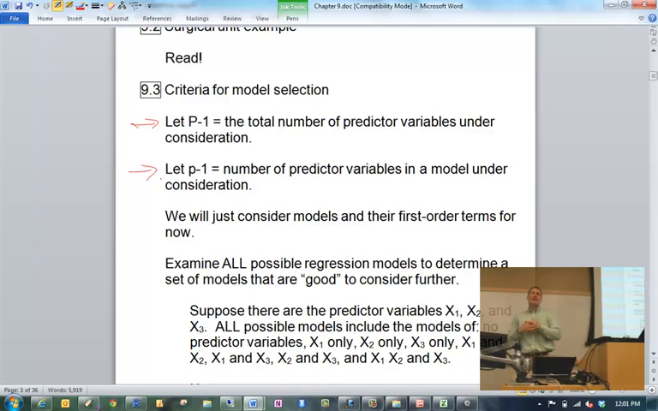So notice the book uses little p minus 1 to correspond to what we have used for our general notation when we write out a regression model. You know, there are little p minus 1 predictor variables in it. And to make things easy for us for now, let's assume that each of these variables is quantitative in nature. So no qualitative variables.